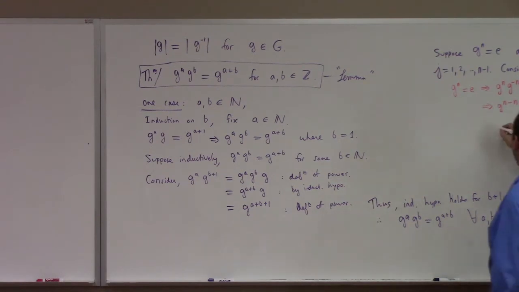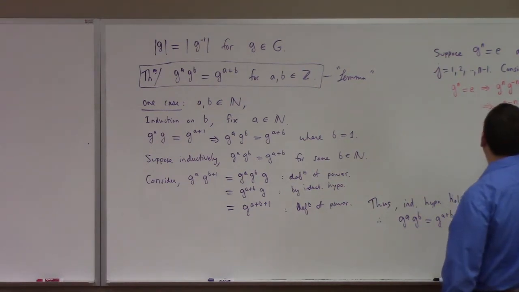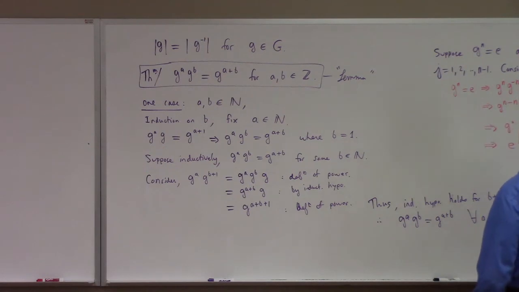And so what's that say? Well, that says that g to the 0 is g to the minus n. But what was the definition of g to the minus n? Right, that was our definition of a negative exponent: the inverse element raised to the exponent. And so that shows us, therefore, the order of g inverse is less than or equal to n.